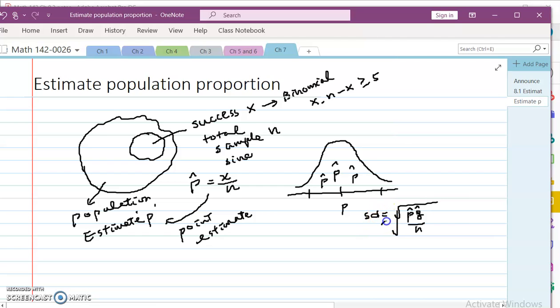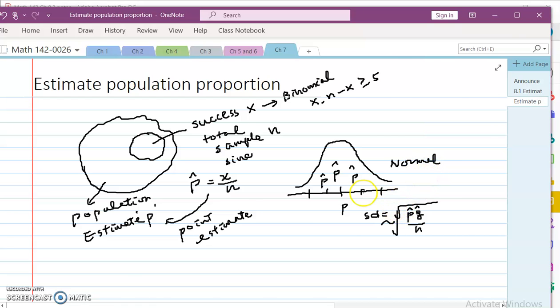Now notice this is an approximation. Unlike in the central limit theorem, where the standard deviation is exactly sigma over square root n, in a proportion this is actually an approximation. It's the square root of p hat q hat over n that tells how spread out it is, but it is always normal. So this is a normal distribution.